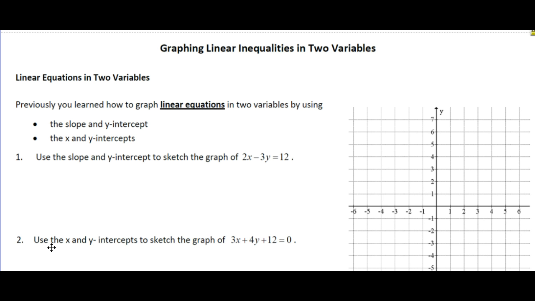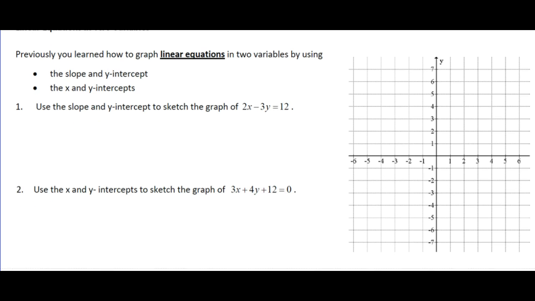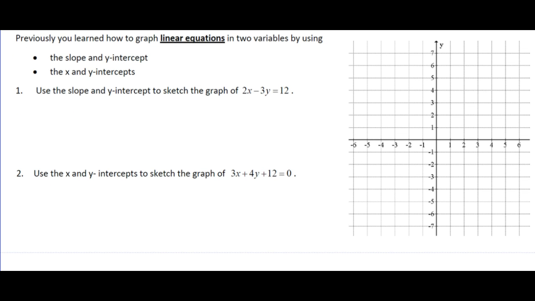So we've learned how to graph linear equations in two variables by slope and y-intercept, or the x and y intercepts, right? So the first step is we're going to have to draw this thing. We have to graph this, and then from there we'll figure out, well, what do we need to do? What is this whole inequality stuff? So use the slope and y-intercept to sketch the graph of 2x minus 3y is equal to 12.